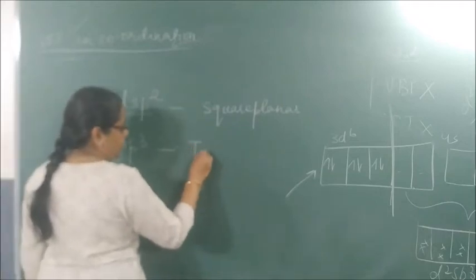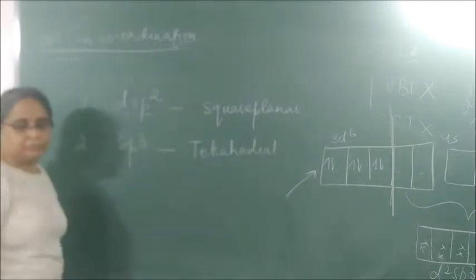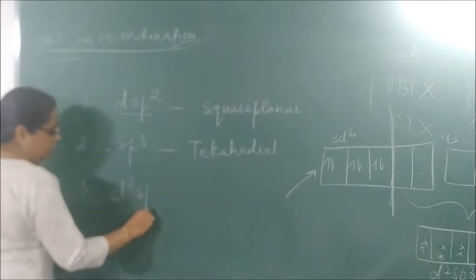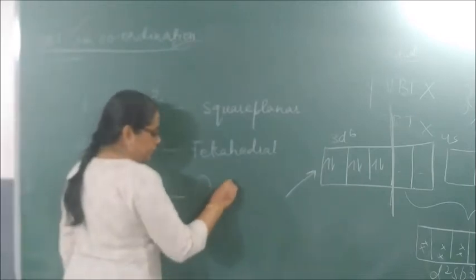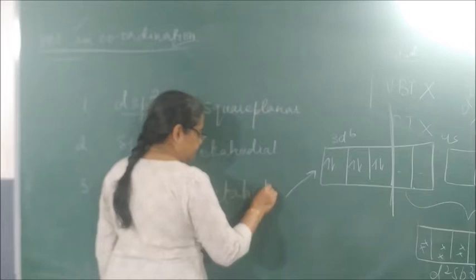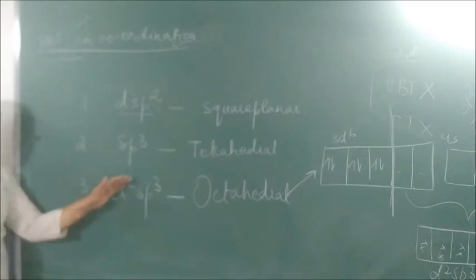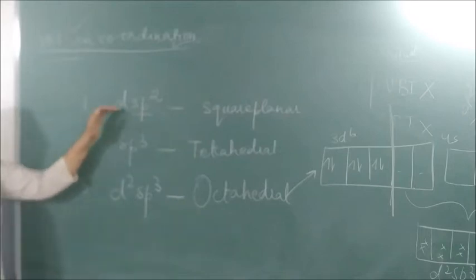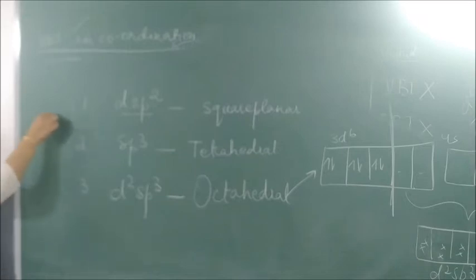sp3 hybridization, the shape is tetrahedral. Okay, if it shows d2sp3 hybridization, the shape is octahedral. sp3d2 is also octahedral. d2sp3 is also octahedral. dsp2 is square planar. sp3 is tetrahedral. These two are for coordination number 4 and this is for coordination number 6.